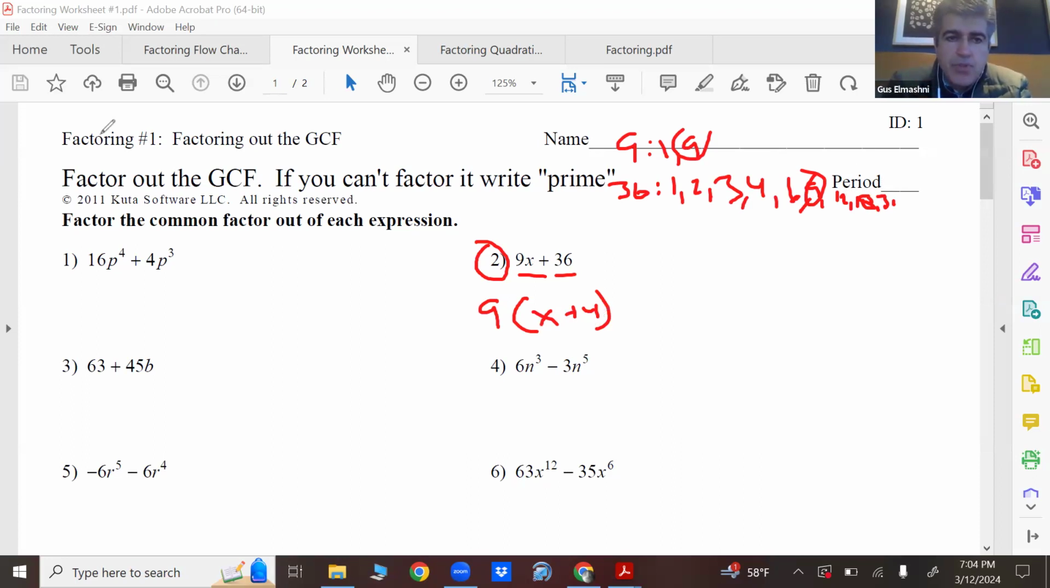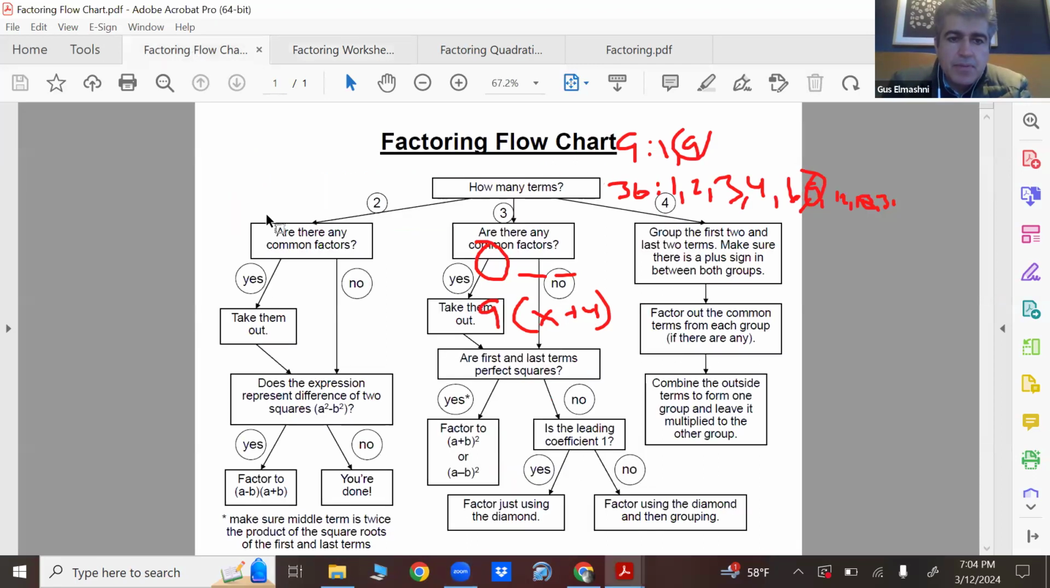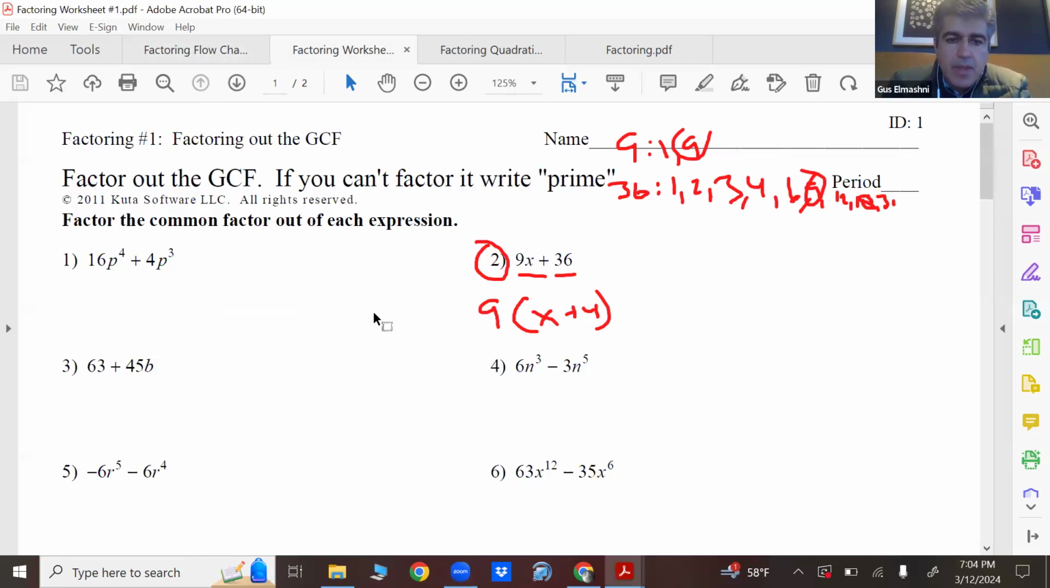So that's going back to the flow chart, which we see right here. Are there common factors?